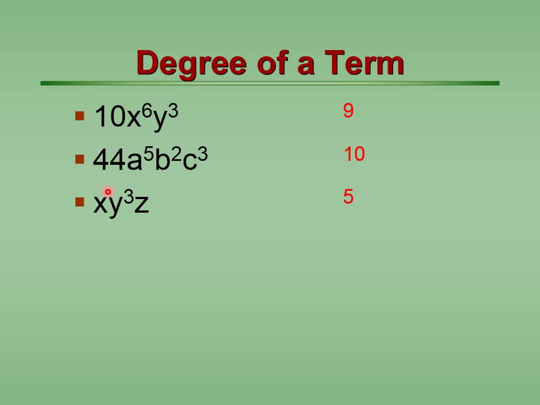So for this term, you might think, well, this is a degree of 3, right? Because that's the only exponent you see. But remember, anything to its first power is itself. So technically, this x is to the power of 1. So it has an exponent of 1. This z is to the power of 1, which means that it has an exponent of 1. So 1 plus 3 plus 1 is actually 5. Let's try another one like that. So we have got 2 plus the invisible 1 plus 3, which gives us a degree of 6.